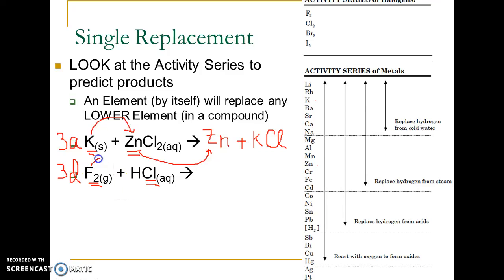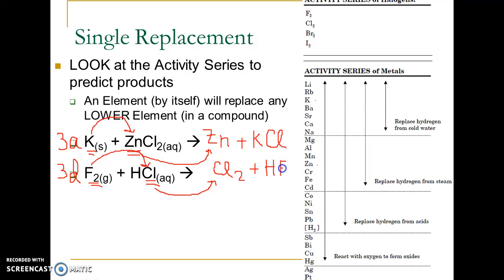So what should happen is fluorine should come in here and replace chlorine, and chlorine should get kicked out. Now when I'm predicting this product, I'm going to write chlorine. Remember, chlorine is diatomic, so I cannot write just Cl by itself. It has to be Cl2. So I have Cl2 plus hydrogen and fluorine. Hydrogen has a +1 charge. Fluorine has a -1 charge. So my formula will be HF.